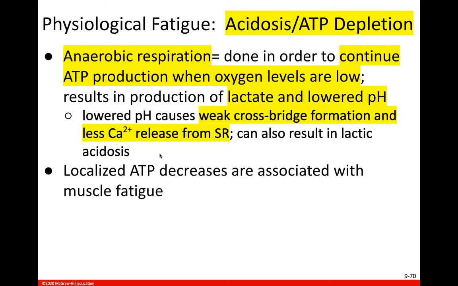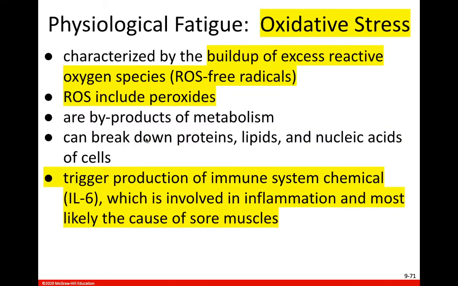And so again, in addition to causing the muscle fatigue, it's going to affect the ability to contract of the muscle because of the weak cross-bridge formation and the fewer active sites on actin being exposed due to the effect of less calcium being released from the sarcoplasmic reticulum.